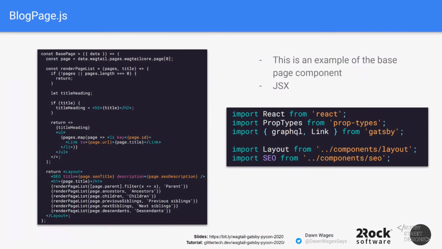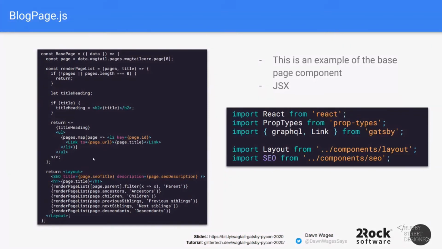This is the object structure: you see const page equals data.wagtail pages, Wagtail core page here. This is similar to the structure for the Wagtail app. When we are using Wagtail GraphQL, it automatically connects GraphQL and the Wagtail endpoint models together and lets us be able to query them.